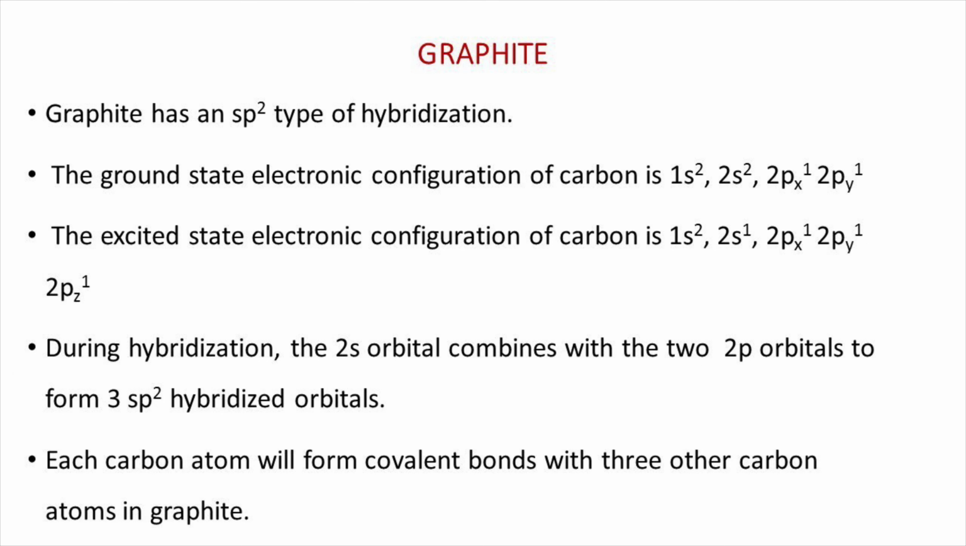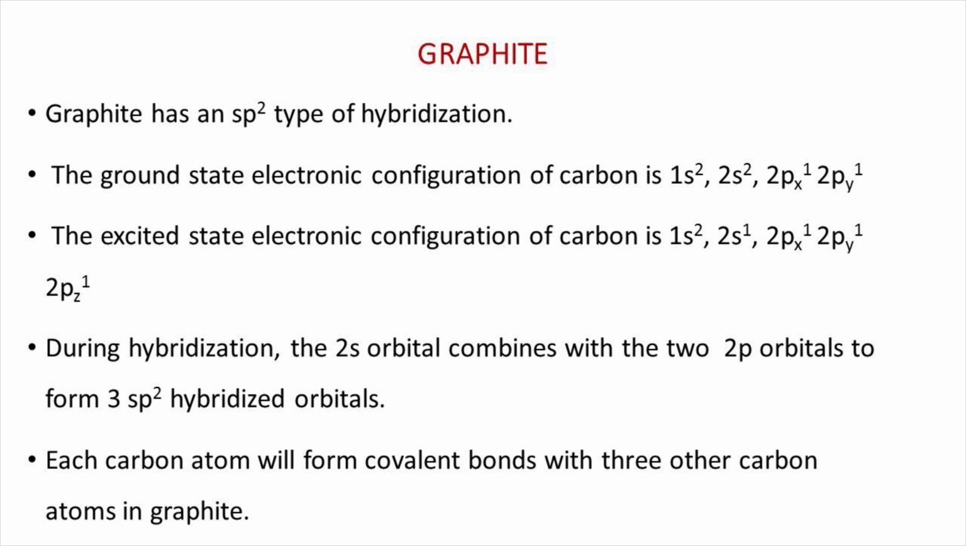The next allotrope of carbon is graphite. It is a crystalline form of carbon. Graphite has an sp2 type hybridization in it. We know the ground state electronic configuration of carbon is 1s2, 2s2, 2px1, 2py1. When one of the 2s electrons gets promoted to 2p, we get an excited state electronic configuration, that is 1s2, 2s1, 2px1, 2py1, 2pz1.